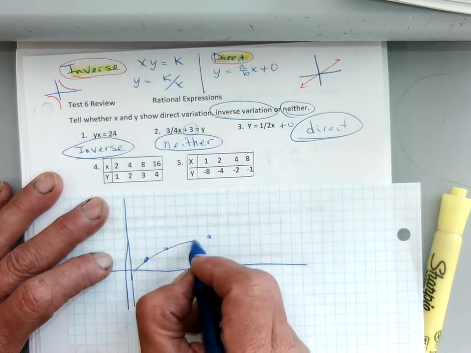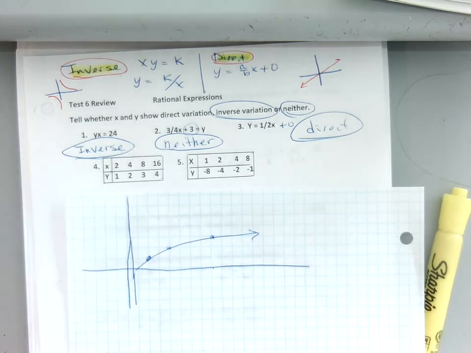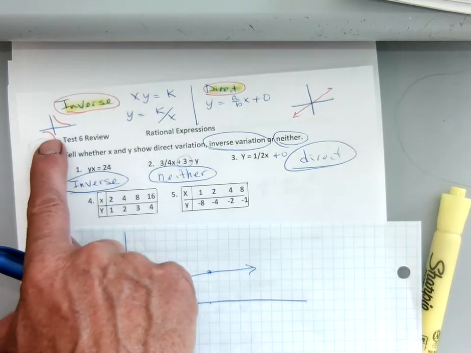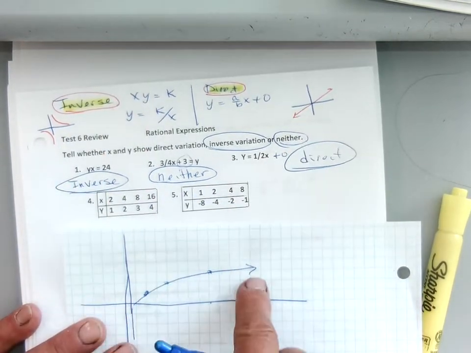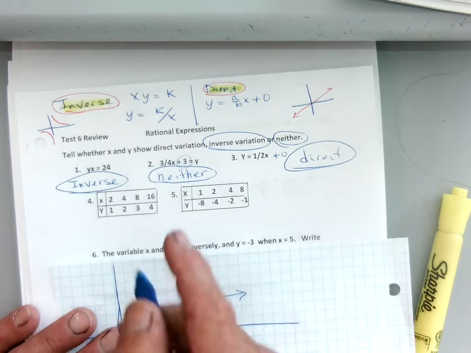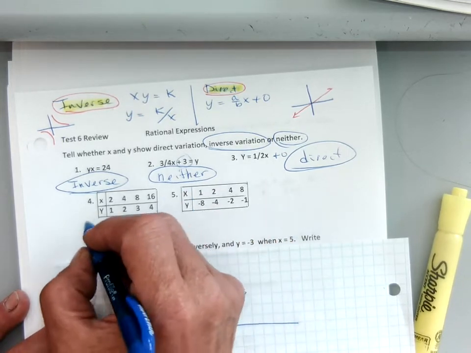This looks like it's kind of like that. That looks like a square root graph. So I'm going to say neither. It doesn't look like that or that. This graph certainly looks like a neither, and I'm pretty sure it's a square root graph, so it's neither.